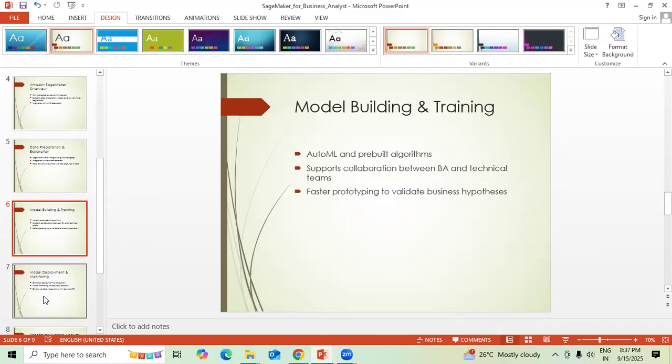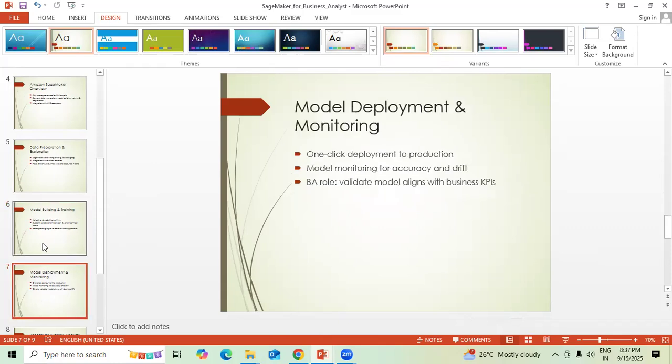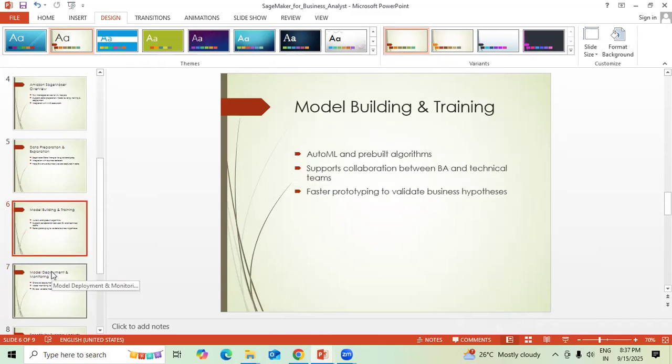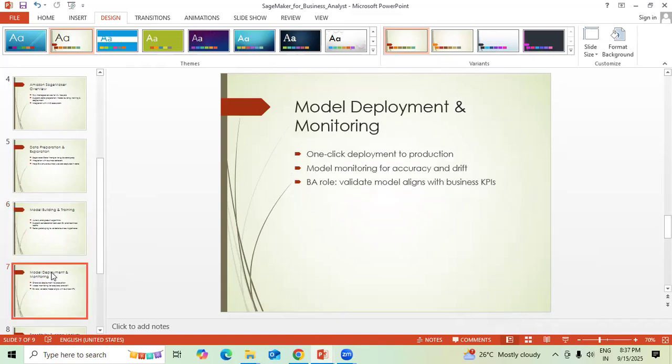Next, we can speed up prototyping, because some customers may ask you to develop prototypes to show how the project looks, and based on that they can take decisions accordingly. So we can speed up prototyping so that we can validate the actual business hypothesis. So these are the major things that we must know about AWS, Amazon SageMaker and the AWS part.